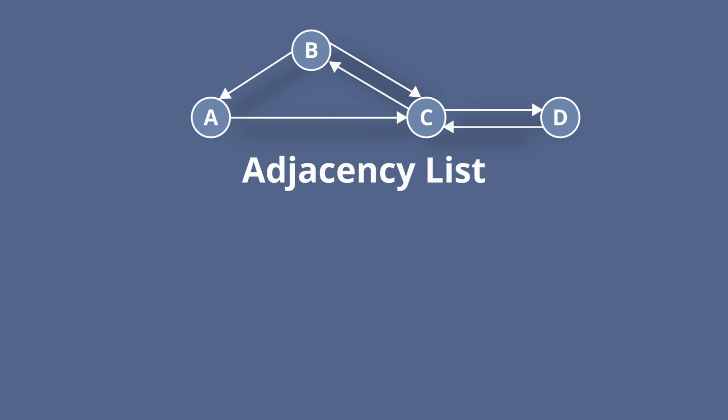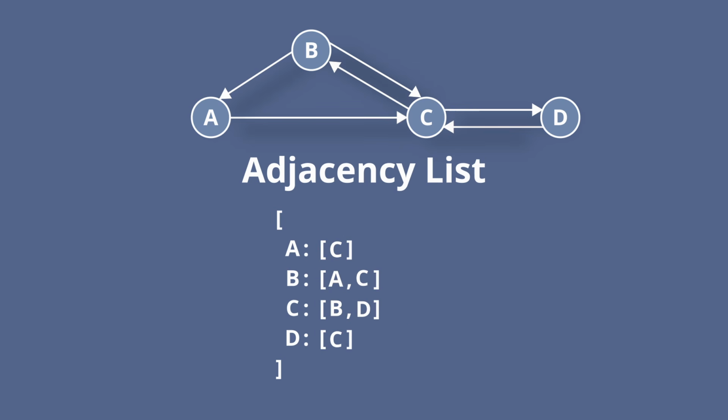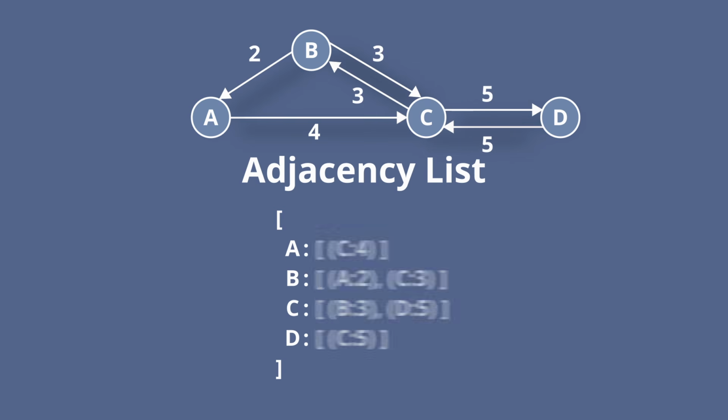Now, adjacency lists are slightly different. In adjacency lists, we store a list of all our nodes, and then for each node, we store another list of all the nodes it has an edge to. For instance, the adjacency list for our unweighted directed graph from before would look like this, where you can see there is a path from node A to node C, a path from node B to node A, and a path from node B to node C, a path from node C to nodes B and D, and a path from node D to node C. Now, if our graph is weighted, then we can store those weights in the list like so. And now we can see that there is an edge from node A to node C with a weight of 4 and so forth.